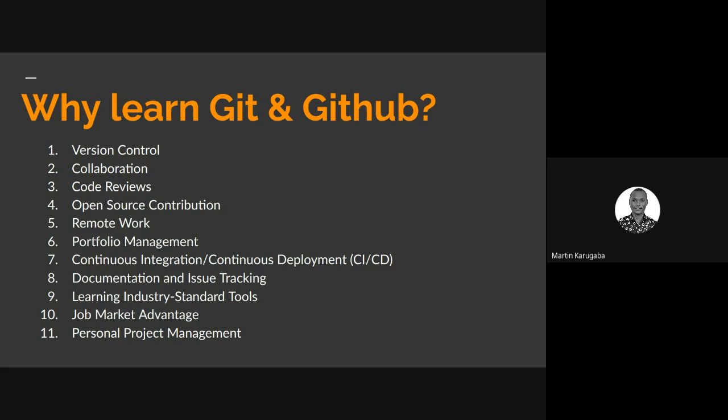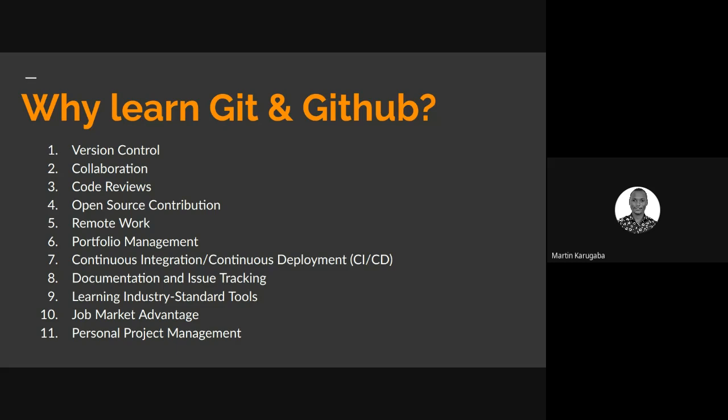Number five, remote work. If you want to work for a company that is not where you stay, or you want to work from home, you need to learn Git and GitHub. Number six, portfolio management. If you want to manage your projects, like the projects that I build right now, they are on GitHub, and I manage them with Git.